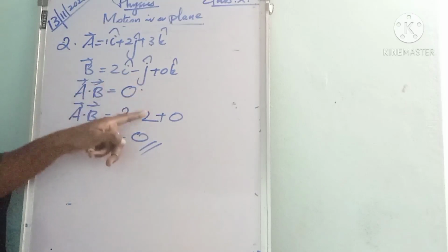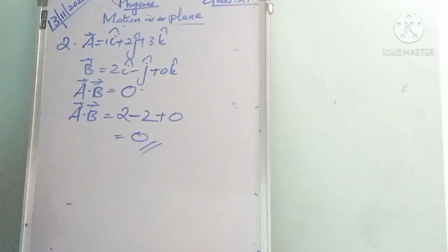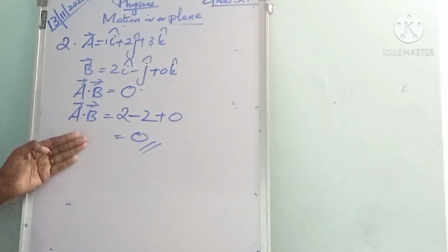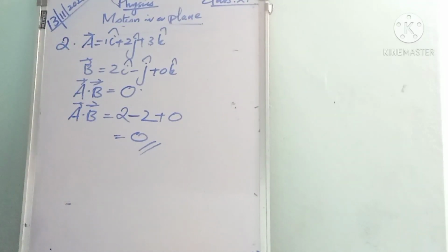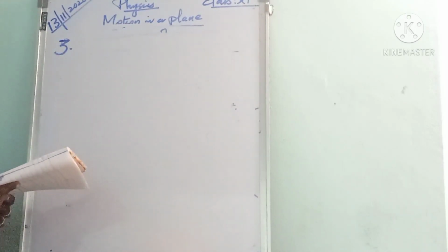Then 2 into minus 1, it is minus 2. And here it is 3 into 0, it is 0. So we got the scalar product of these two vectors as 0. So we can say the two vectors are perpendicular to each other. Okay. The next question is, find the value of lambda.